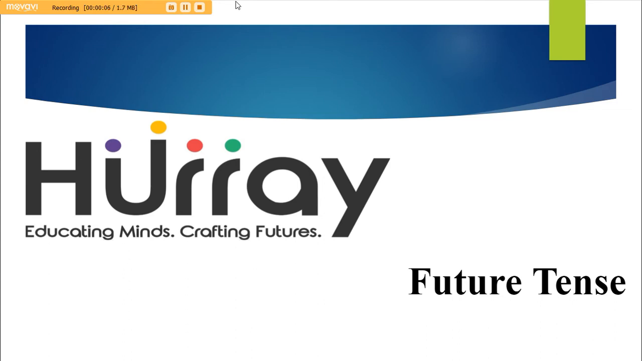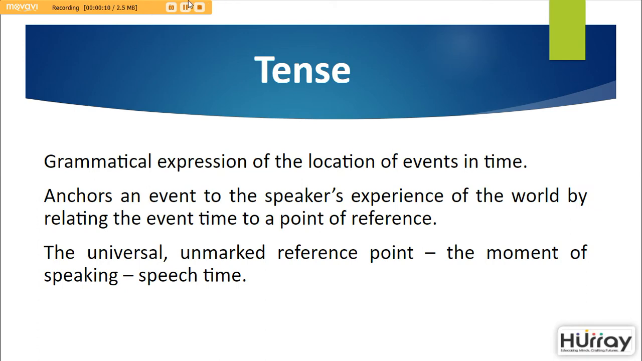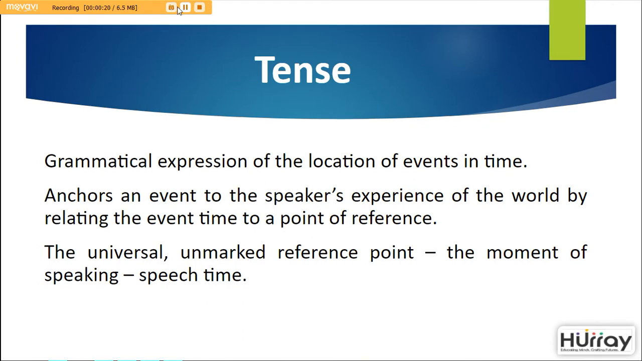In this session, we shall be explaining the future tense. So, what is a tense in grammar, or what does the tense signify in grammar? It is a grammatical expression of the location of events in time. It anchors an event to the speaker's experience of the world by relating the event time to a point of reference: the universal unmarked reference point, or the moment of speaking, or speech time. These are the things the tense denotes.